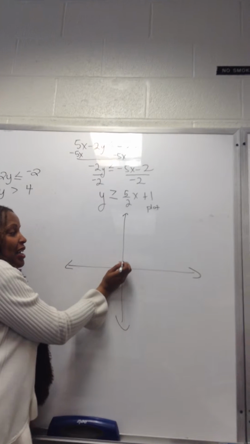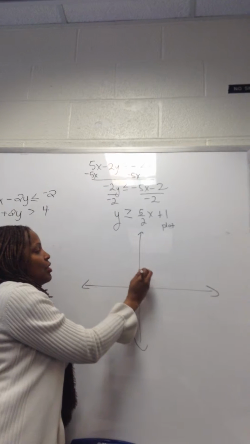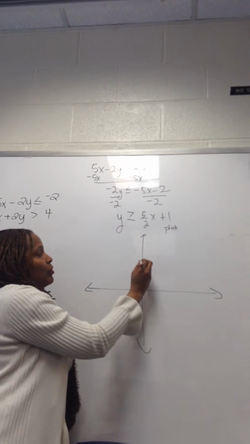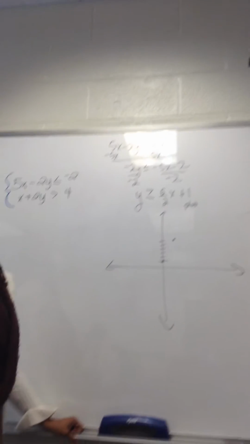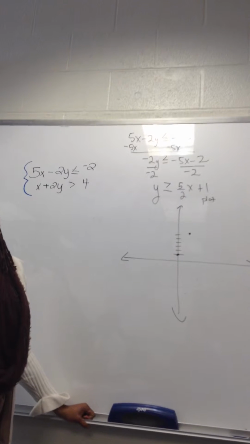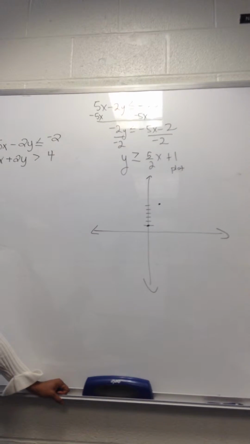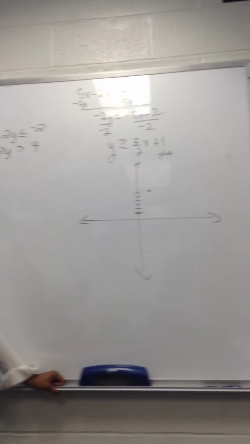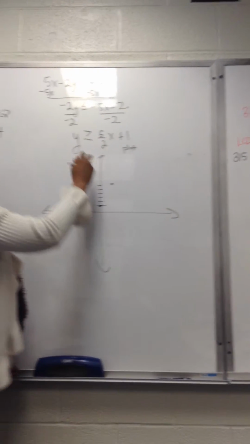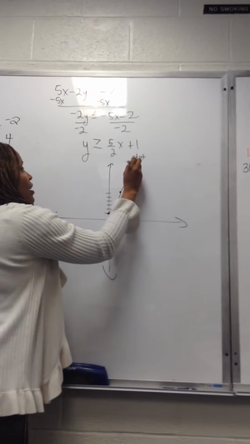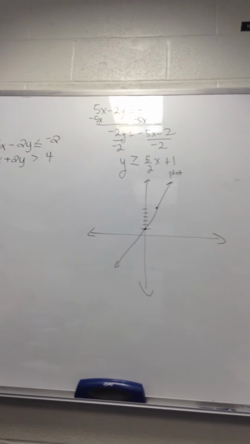Okay, so I plot the y-intercept, and I perform the slope. Which way do I go? You go up 5, 1, 2, 3, 4, 5, and run 2. And your system is going to create the line. Is it going to be solid or dashed? Solid, because it's equal to. If it's greater than or equal to, it's a solid line. If it's not or equal to, it would be dashed. It includes the points on the line.